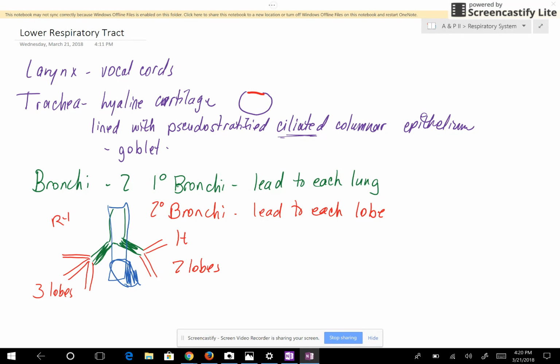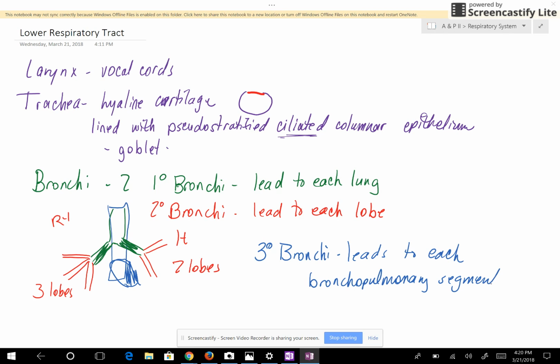Okay, the secondary bronchi are going to divide into tertiary bronchi. The tertiary bronchi are going to take air to each bronchopulmonary segment. Okay, the tertiary bronchi are then going to branch into smaller structures called bronchioles. And the bronchioles are going to take the air to the alveoli.